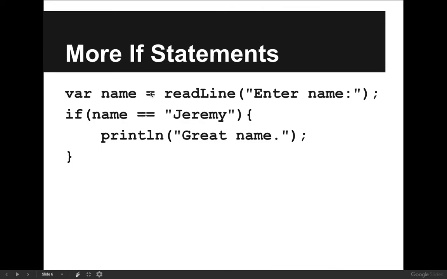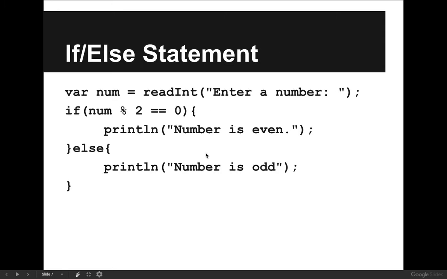Remember, one equal sign means that we are setting the value. So we are setting the value that the user gives us into the variable name. The if statement checks to see if that value or that variable is equal to this value. Okay, so an if statement always has to have two equal signs in here. If that is true, then we print great name. And I'll show you some more examples shortly.